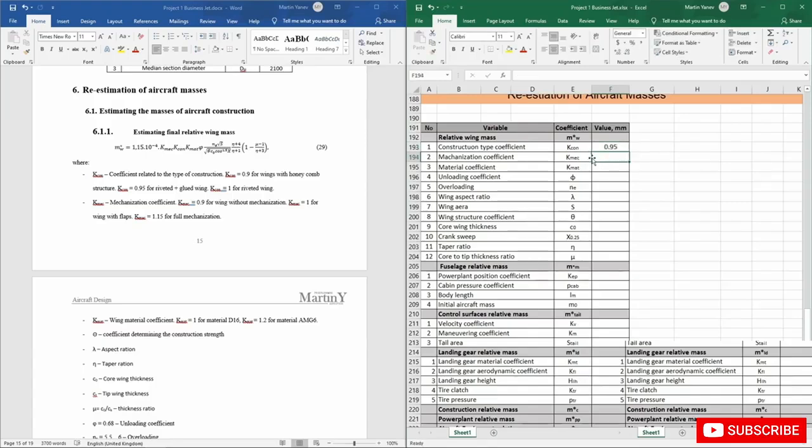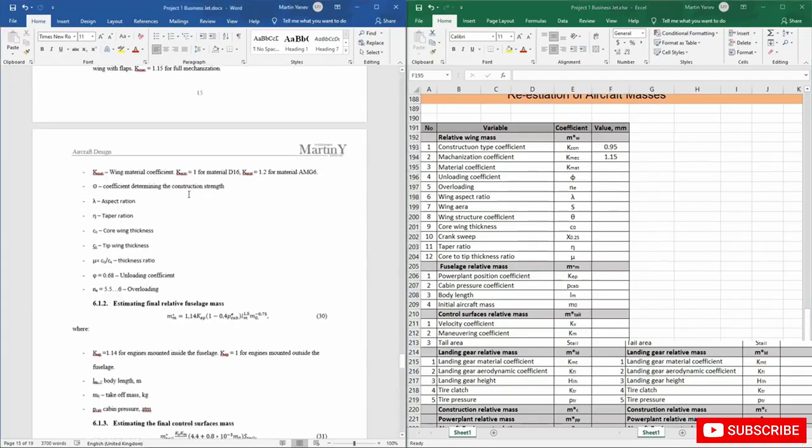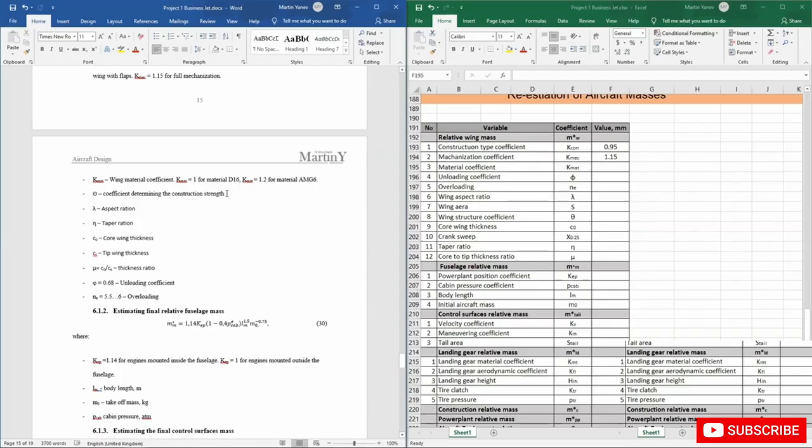Then we need to choose the mechanization coefficient that you can see in the project. I uploaded it here. So this coefficient in our case is going to be 1.15 because our aircraft will have full mechanization. And then we have the material coefficient, which determines from what material the wing has been built. And actually here you can see the most common materials for building wings these days. So I would say that in our case the material for the wing will be D16, which is quite a common material, and for that reason this coefficient will be equal to 1.